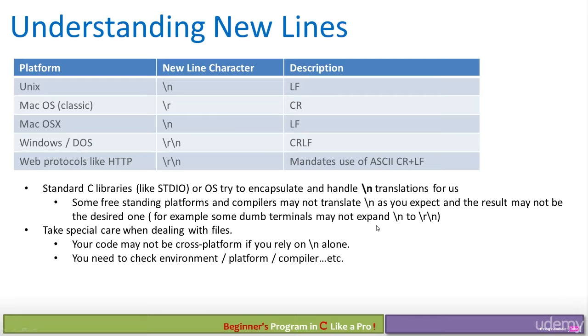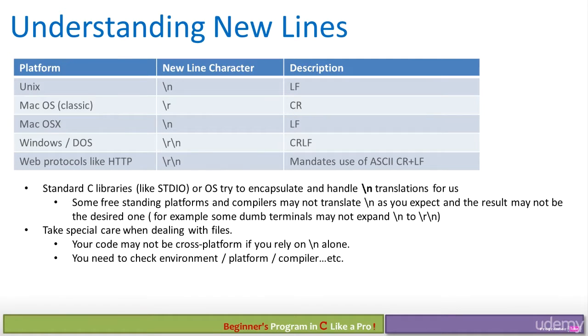Okay, just to understand the newline character, make sure it's clear. On Unix, the newline character is \n. On Mac OS Classic, that's OS 9 and before, it's \r. The new Mac OS X is now using \n for the newline character. Windows and DOS has always used \r\n. And web protocols like HTTP also enforce \r\n.